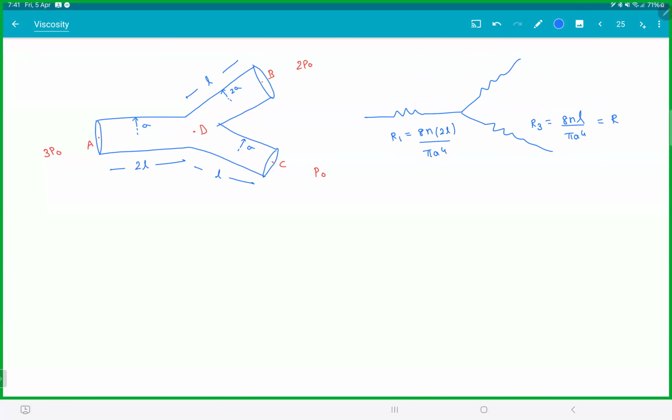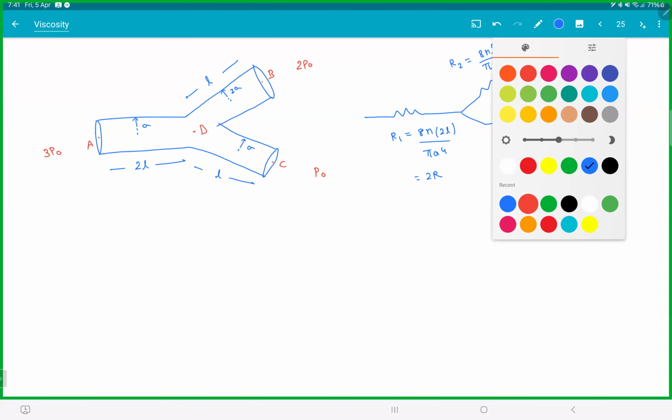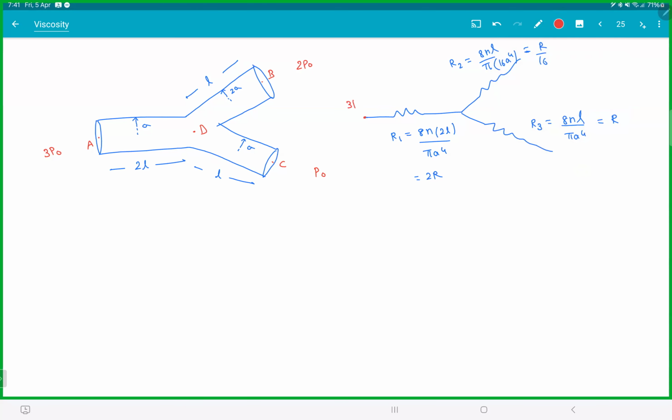So I'll call this R. Then this will be 2R. Then this will be 8 eta L by pi 16 a power 4. That will be R by 16. So this is 3p naught. This is 2p naught. And this is p naught.